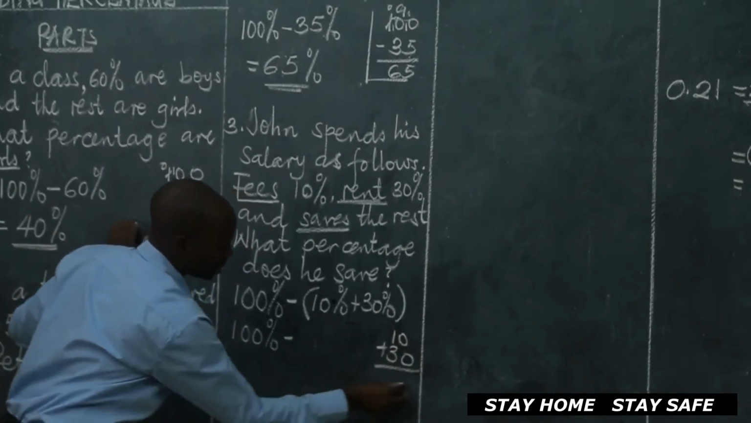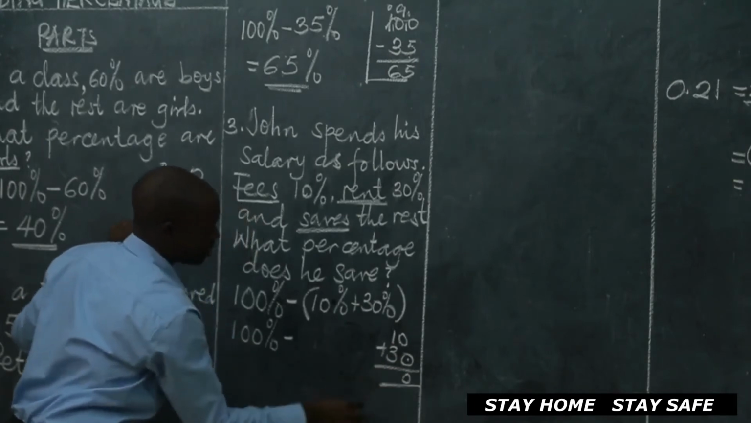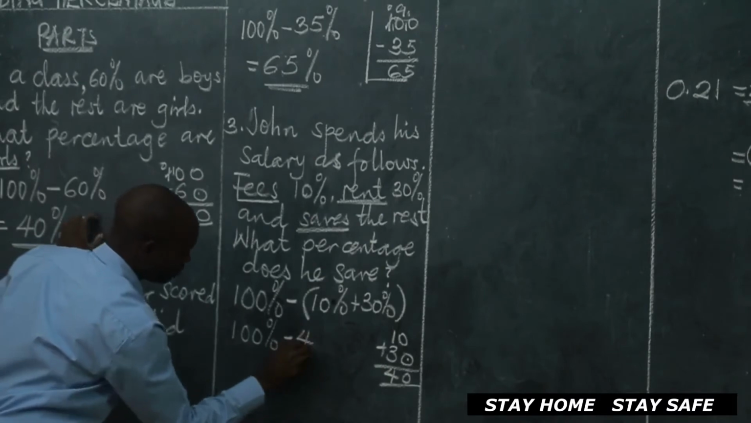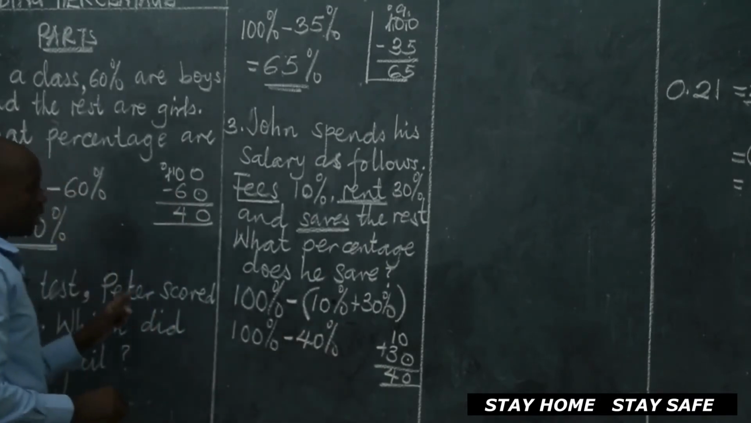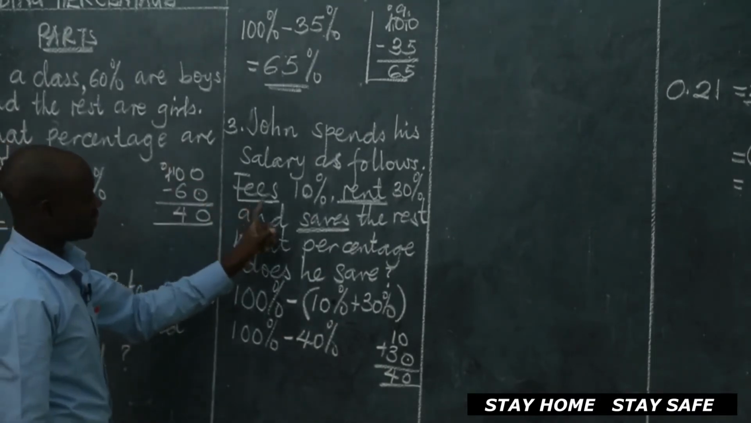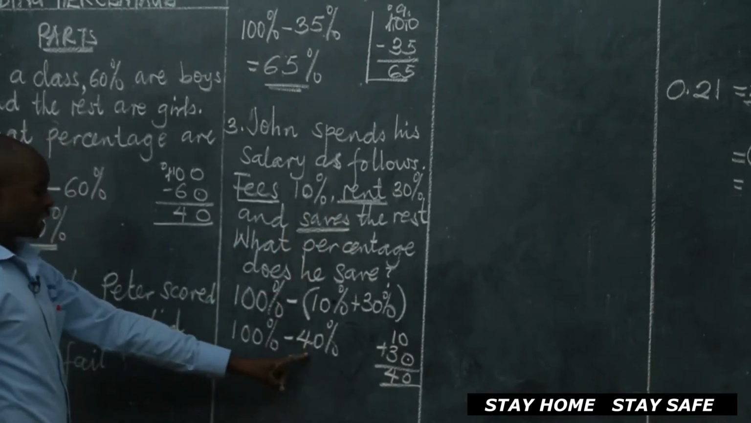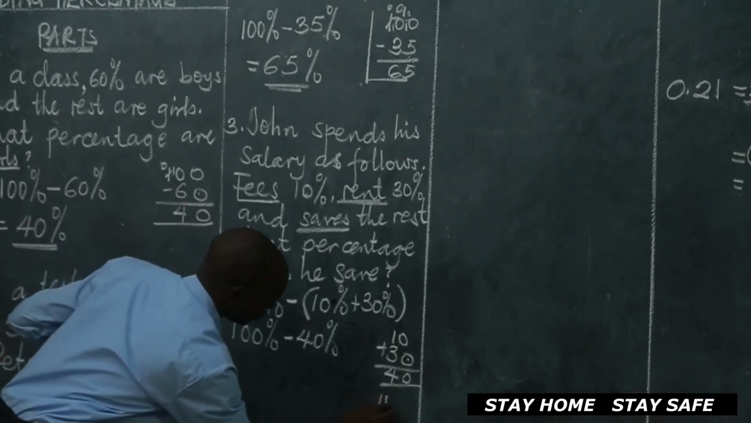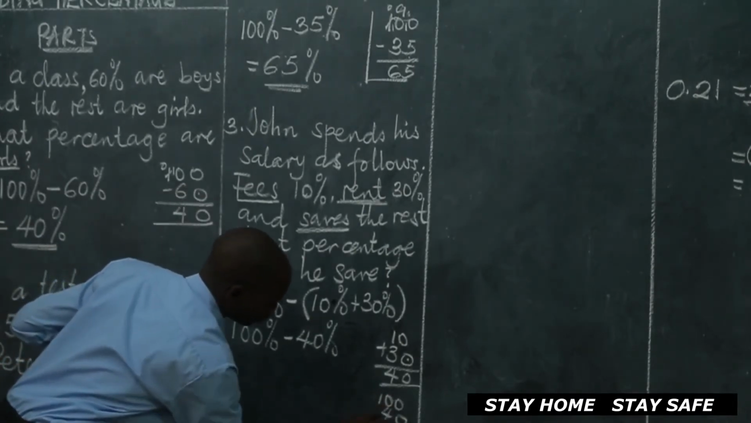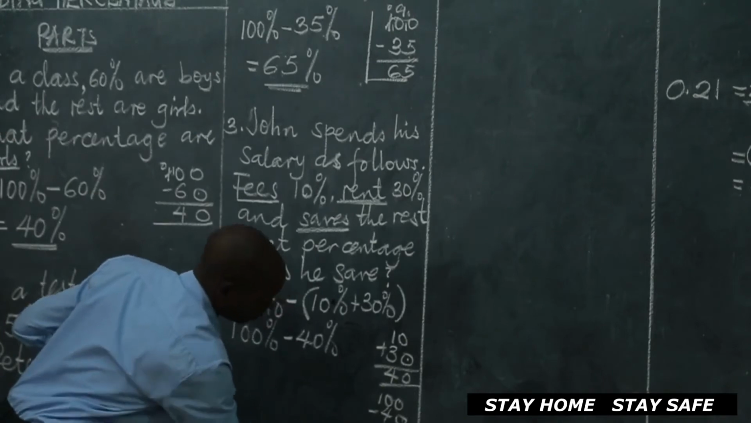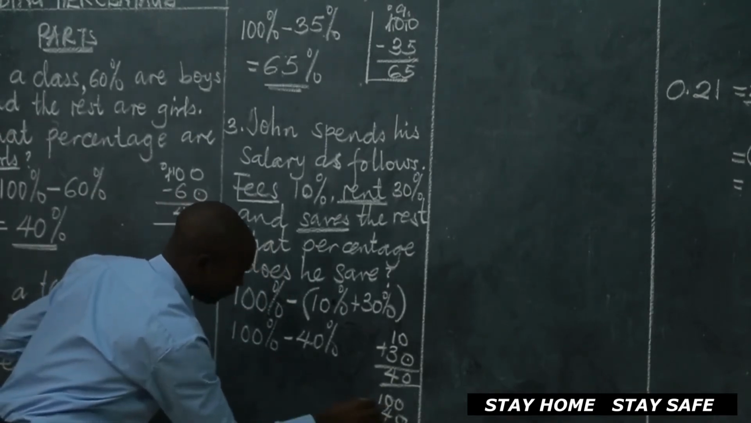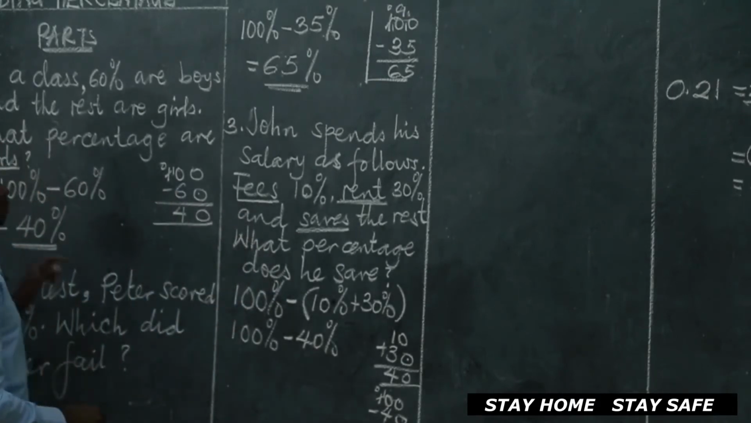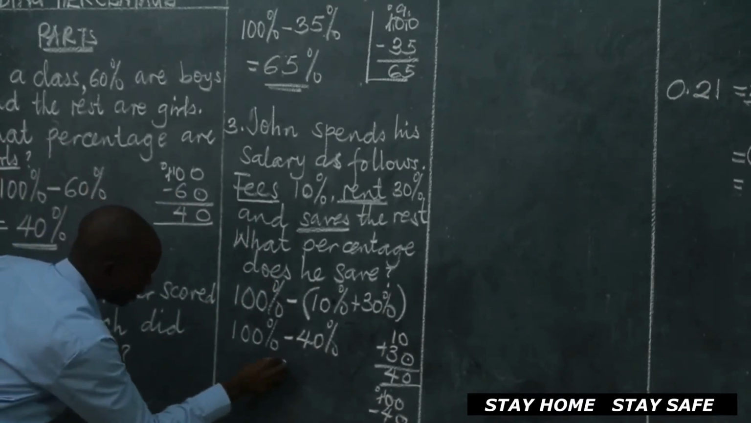When we add, what do we get? 0 plus 0, 0. 1 plus 3, that is 4. So it means both fees and rent take 40%. Therefore, when we subtract finally, we shall have 100 take away 40. 0 take away 0, 0. 0 take away 4, we regroup, 10 take away 4, we get 6. Therefore, the percentage which is saved is 60%.